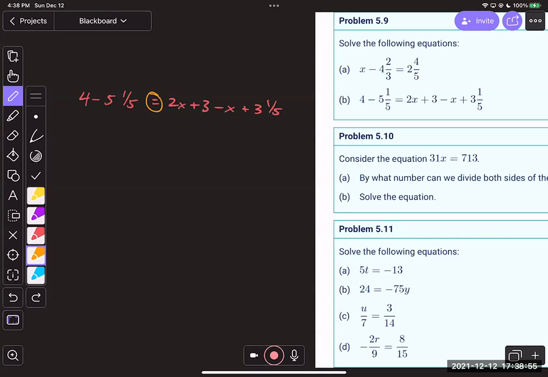Yes. But what can we do first to make things a little bit easier? Evaluate the left side. Yeah, we can simplify things. So what is 4 minus 5 and 1/5? 1 and 1/5. Positive or negative? Negative. Right, this is going to be negative 1 and 1/5. And then that's going to be equal to, what's that equal to over here? 2x plus 3 minus x plus 3 and 1/5. Well, what can we do with all of that stuff? Can we do something similar to what we did on the left side?